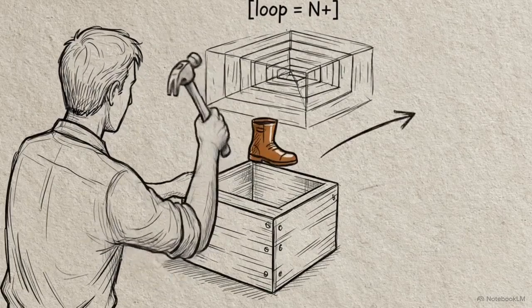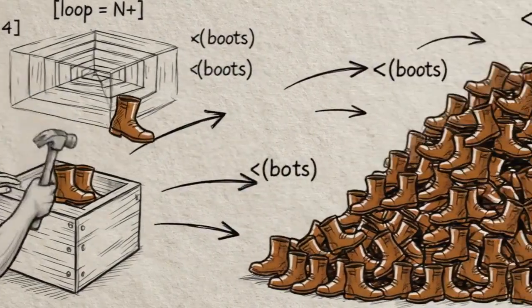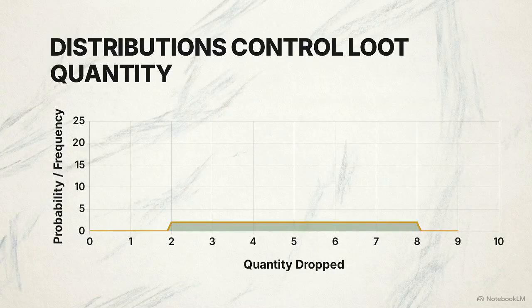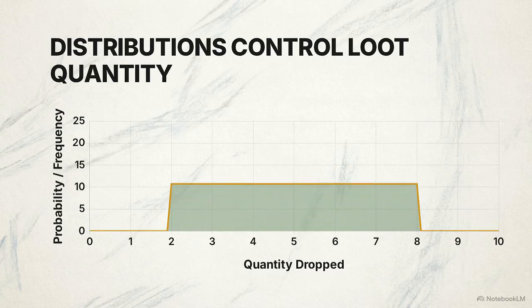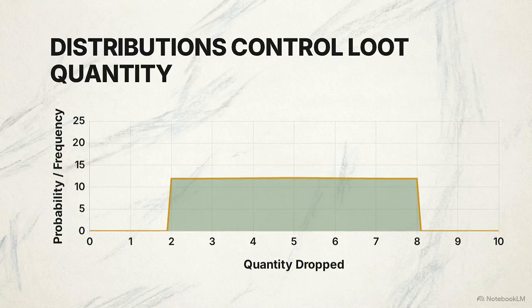Dropping a single, fixed quantity of an item every time quickly feels mechanical and repetitive to a player. To fix this, loot tables use number providers. As shown in this diagram, these are dynamic mathematical functions that replace flat constants with distinct distributions. The first shape is a uniform distribution. Here, you define a minimum and maximum threshold. Every quantity between those two numbers has an exact equal chance of being selected by the engine.